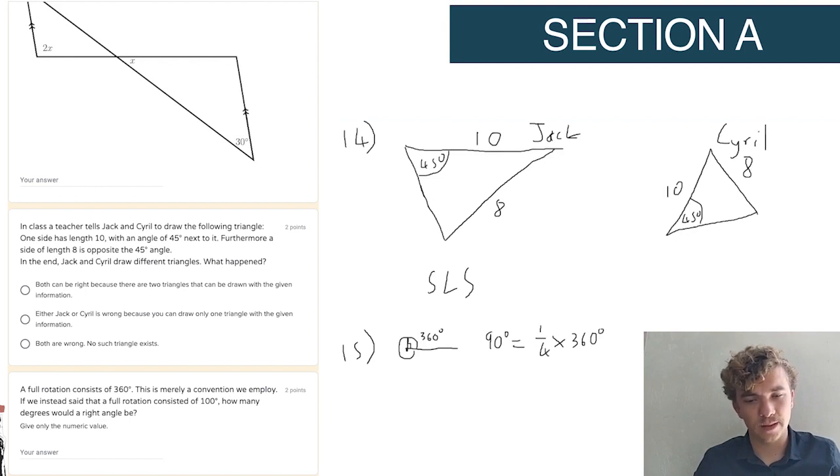So therefore, if we had 100 degrees as a full rotation, then a right angle would actually be 25 degrees. Then a right angle would be 25 degrees. And that is the end of section A.